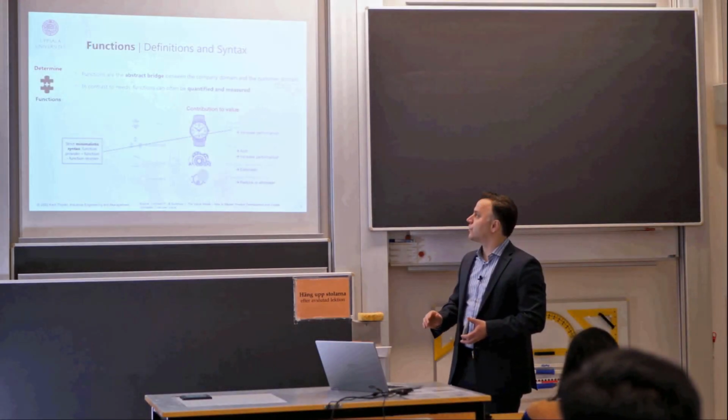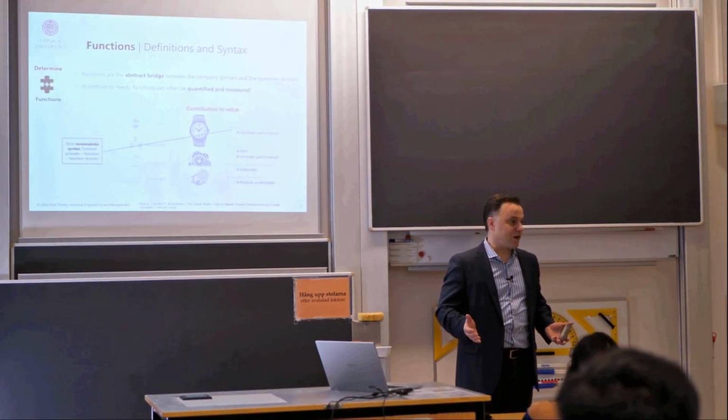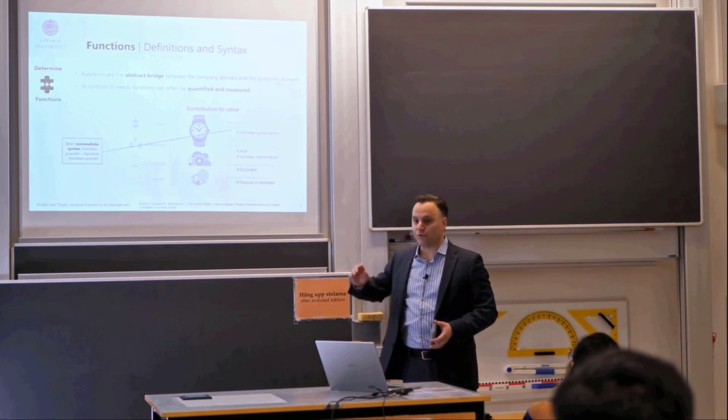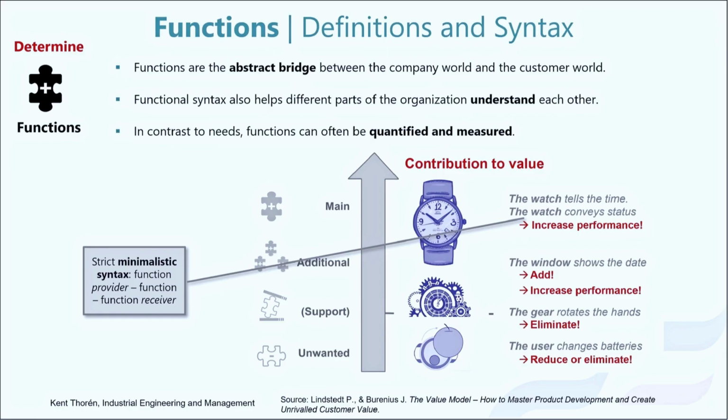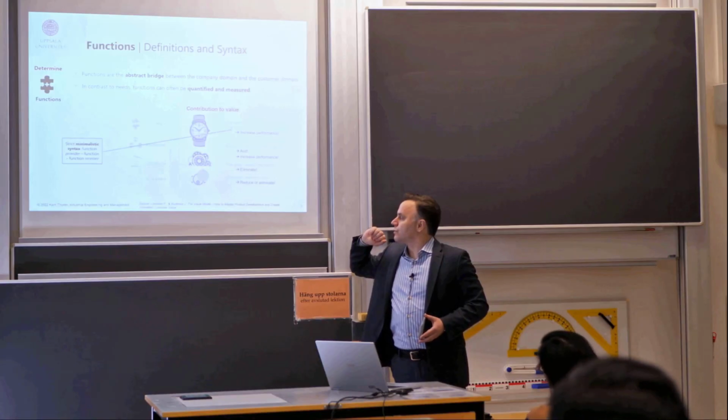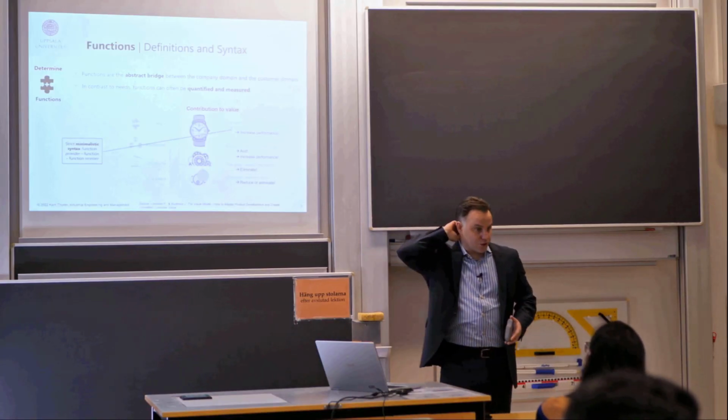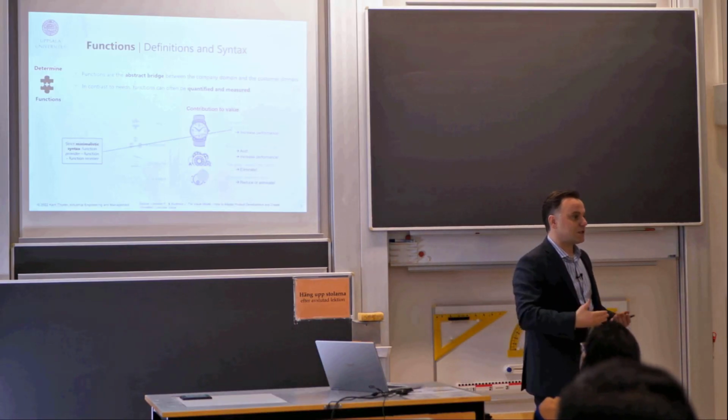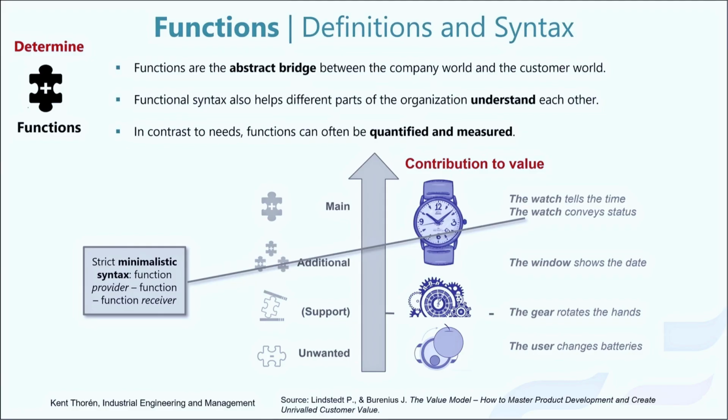That means that there are some strategies for increasing value. We increase the performance of the main functions. We add additional function or increase the performance on them. And then we reduce or eliminate the unwanted function. But then we have support functions. That's everything that is needed in the system to make it work, but it doesn't do anything specifically for the user. We could eliminate those.